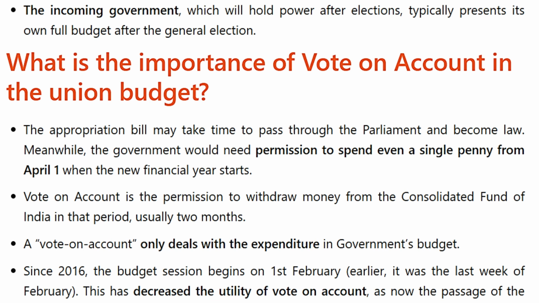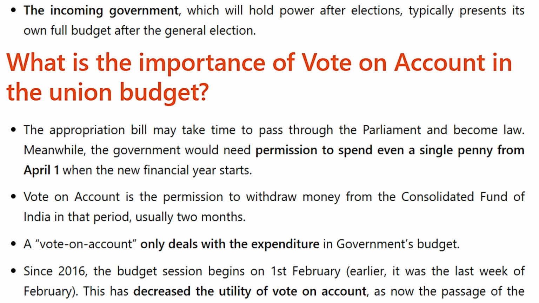The appropriation bill may take time to pass through the Parliament and become law. Meanwhile, the government would need permission to spend even a single penny from April 1 when the new financial year starts. Vote on account is the permission to withdraw money from the Consolidated Fund of India in that period, usually 2 months. A vote on account only deals with the expenditure in the government's budget.